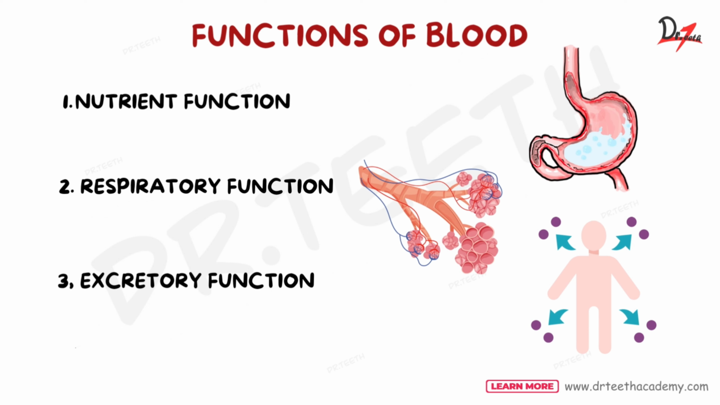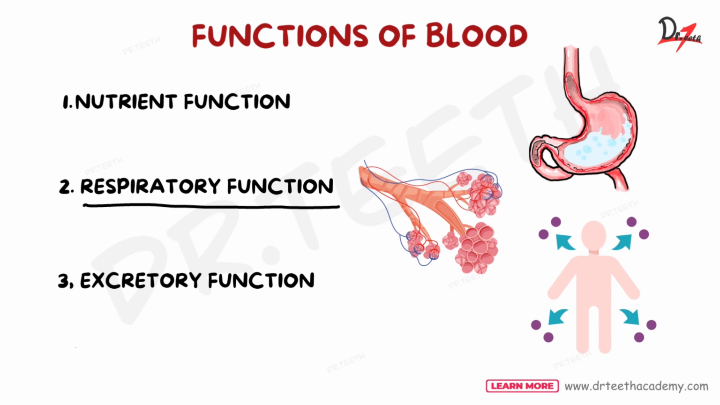The first one is the nutrient function. Nutritive substances like glucose, amino acids, lipids, and vitamins derived from the digested food are absorbed from the GIT and carried by the blood to different parts of the body for growth and production of energy. It has respiratory functions, as already discussed, because it transports the respiratory gases.